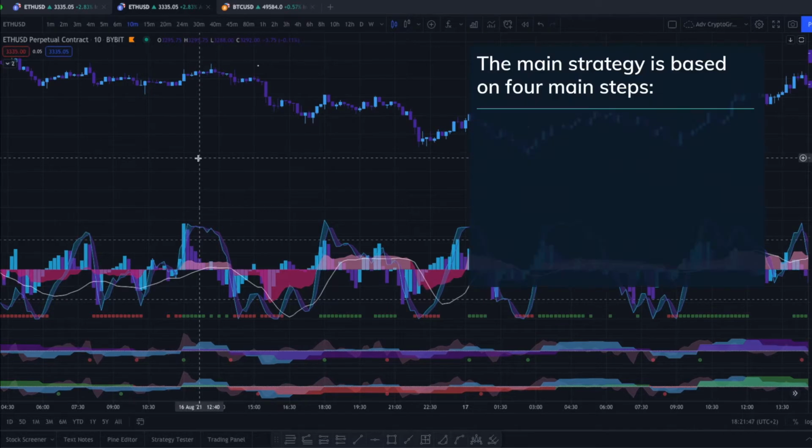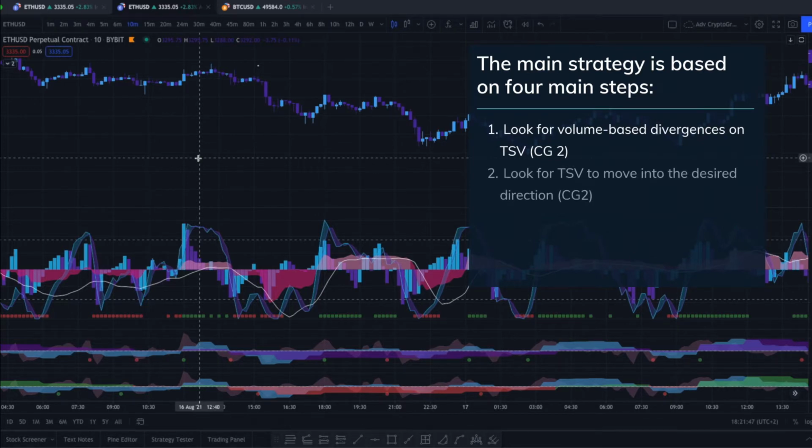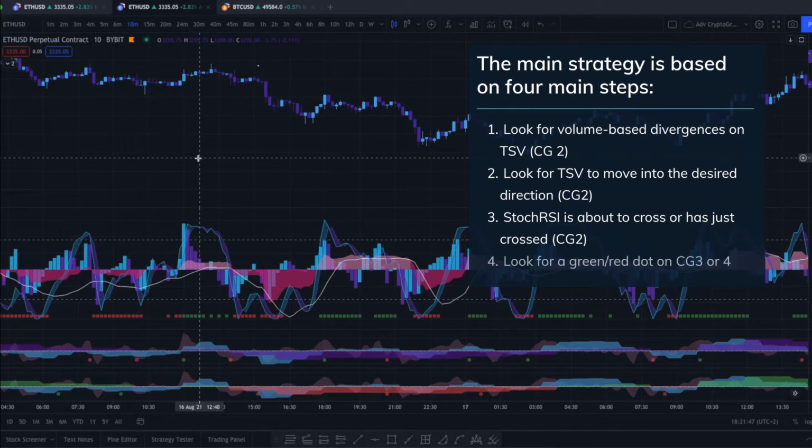Okay, the main strategy is based on 4 main steps. Step 1 is look for volume-based divergences on CryptoGraph True. Step 2, look for TSV to move into the desired direction. Step 3 is stochastic RSI is about to cross or has just crossed. And the last step is look for a green or red dot on CryptoGraph 3 or 4.